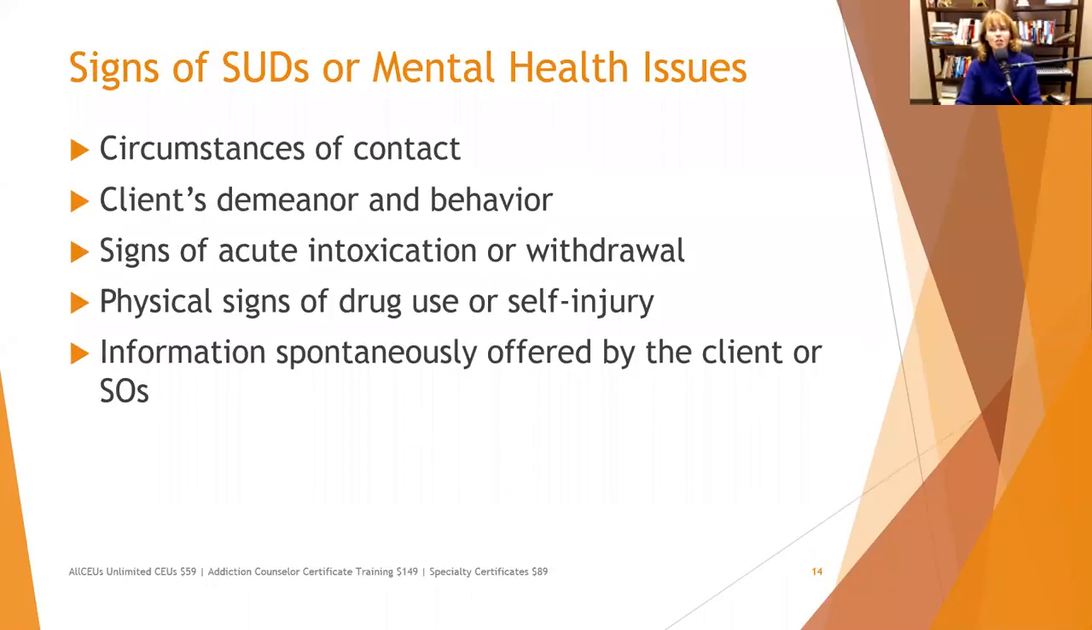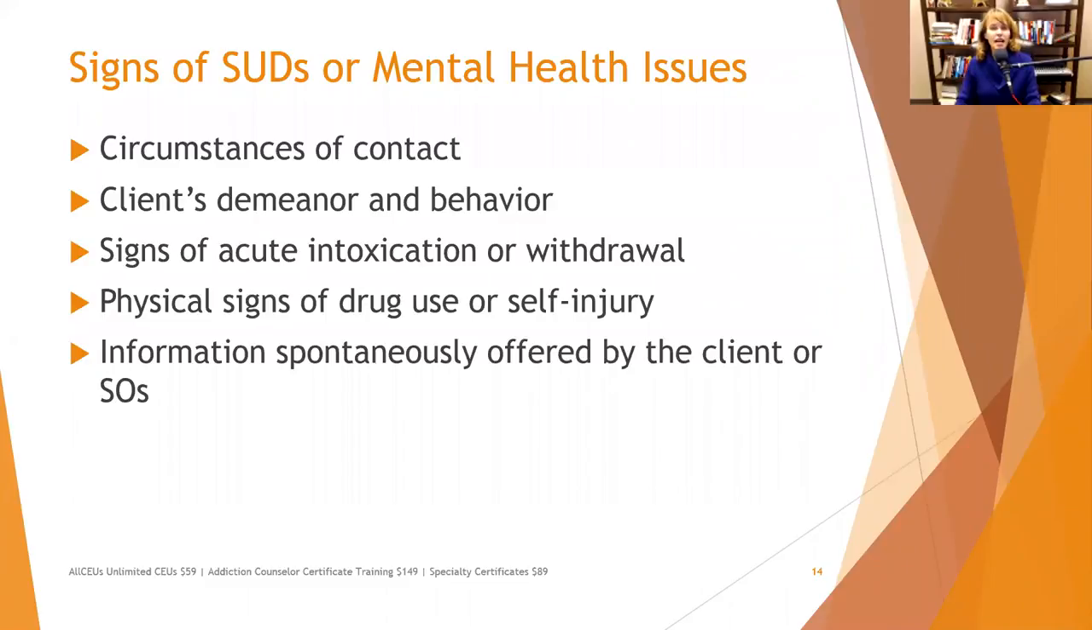Signs of substance use disorders or mental health issues. We want to look for, number one, the circumstances of contact. If the person was referred by the courts, then that's a pretty good sign that there's maybe a substance use disorder going on. If they're referred because of a DUI, for example. If they're referred because of a fight they got into, but they weren't using at the time, their blood alcohol was 0.0, we want to look maybe for mental health issues and things like intermittent explosive disorder.